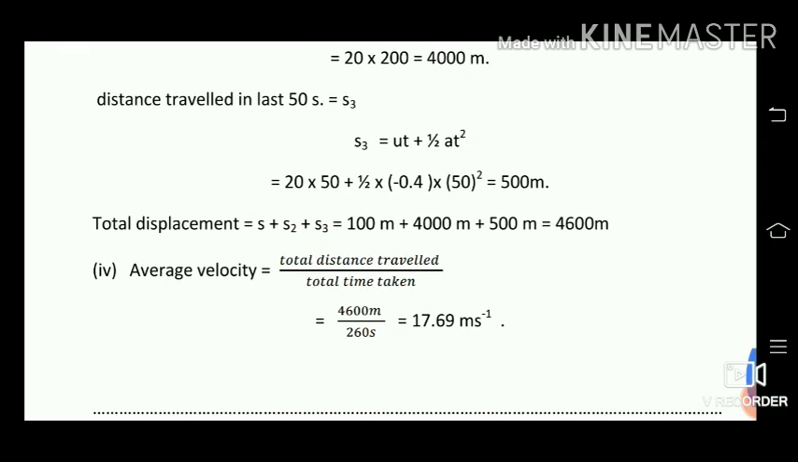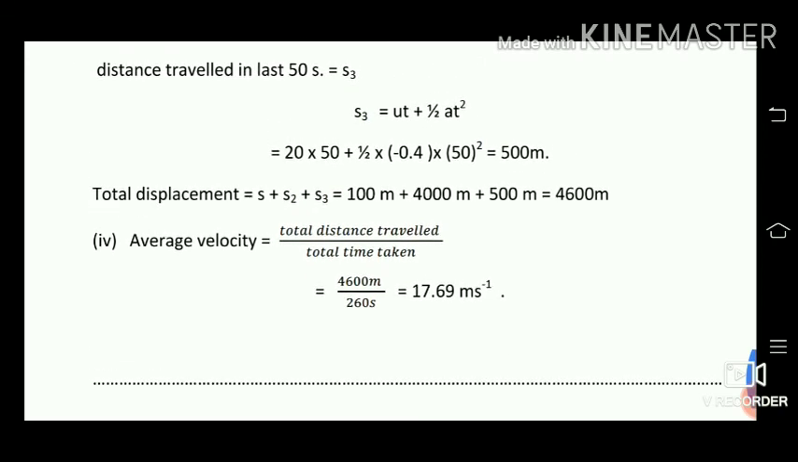Now add the total, S1 plus S2 plus S3. So total displacement is 100 meter plus 4000 meter plus 500 meter, that is 4600 meter.